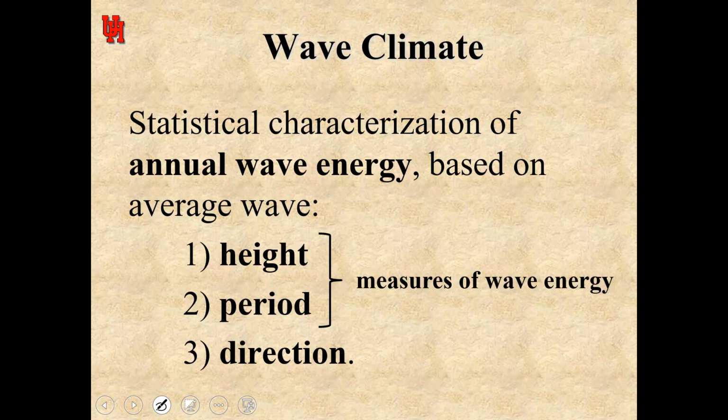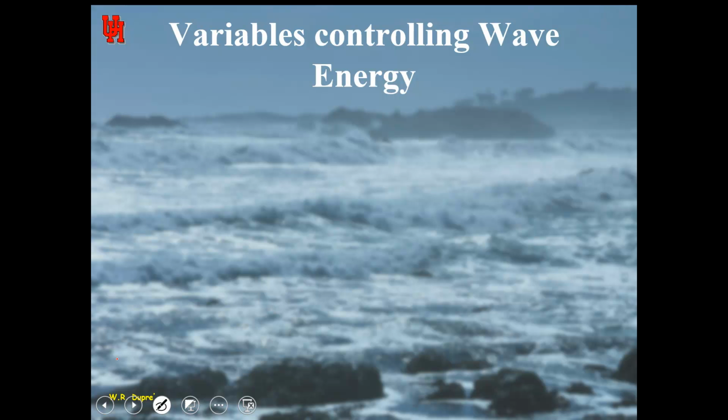If we look at the wave climate, this is a statistical characterization over a year, or annual basis, of wave energy, largely measured by height and period, and the direction of the waves determines the direction of dispersal of the wave energy. The variables that control wave energy begin with the wind, because remember, waves are basically getting their energy from the wind. So the higher the velocity, the higher the amount of wind energy, and therefore the higher amount of energy available to be transported to the waves.